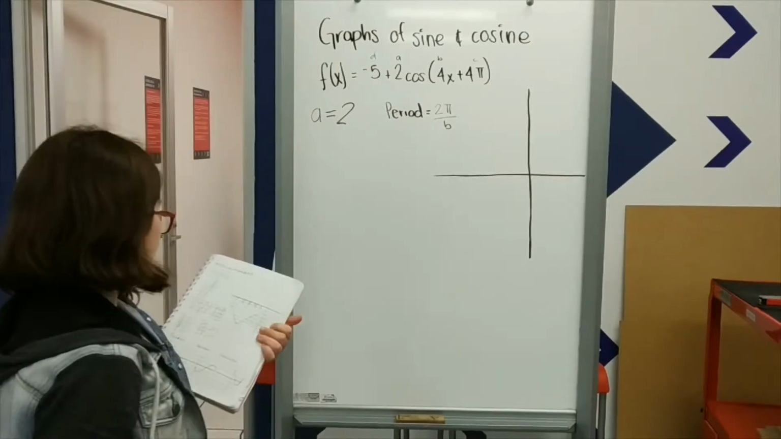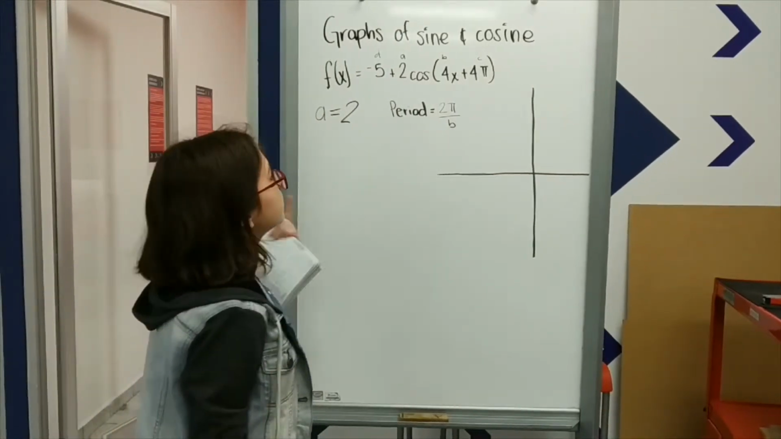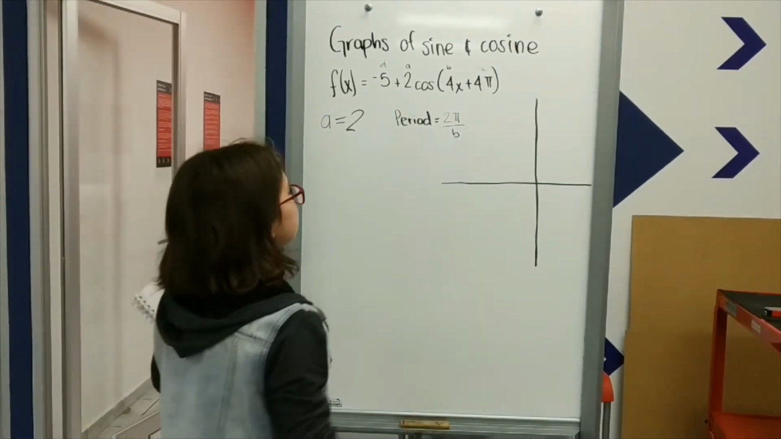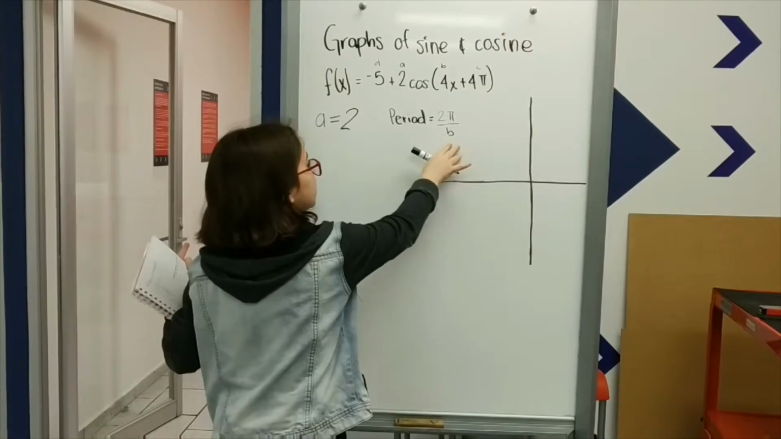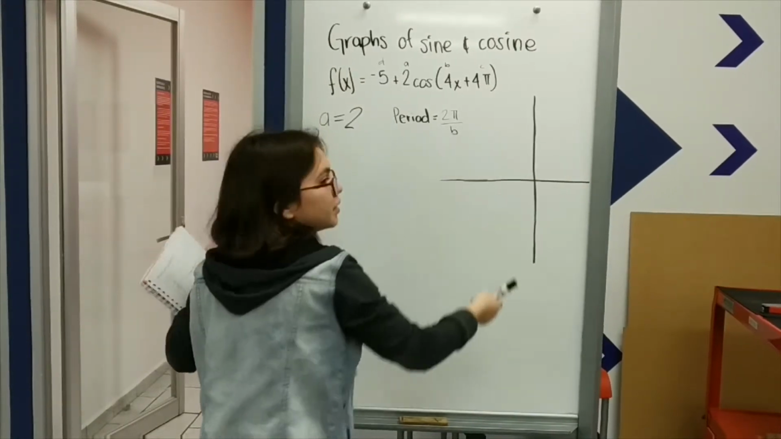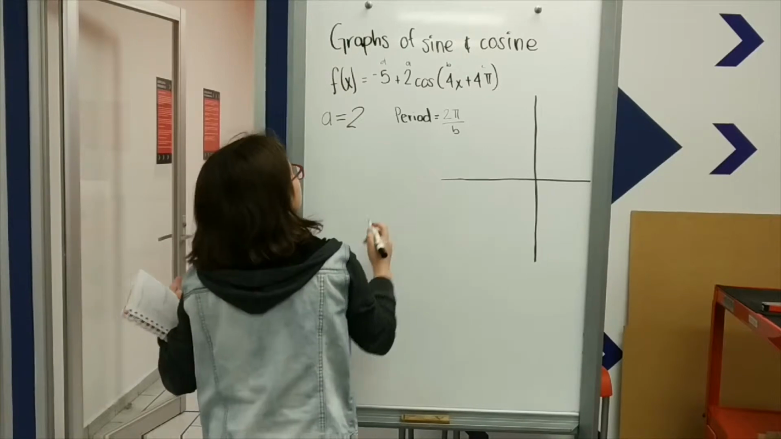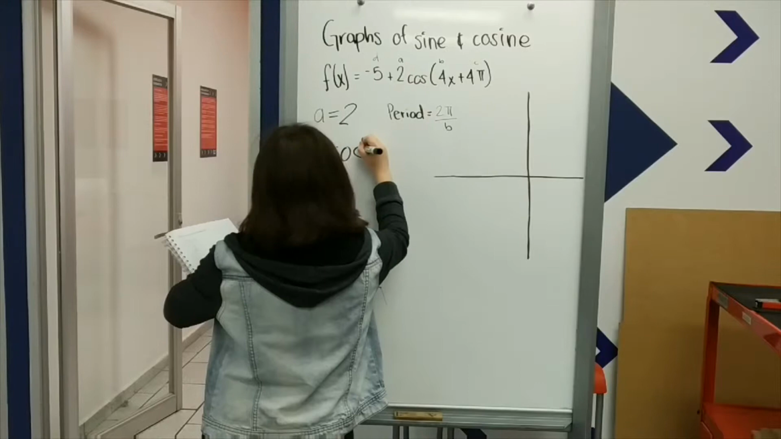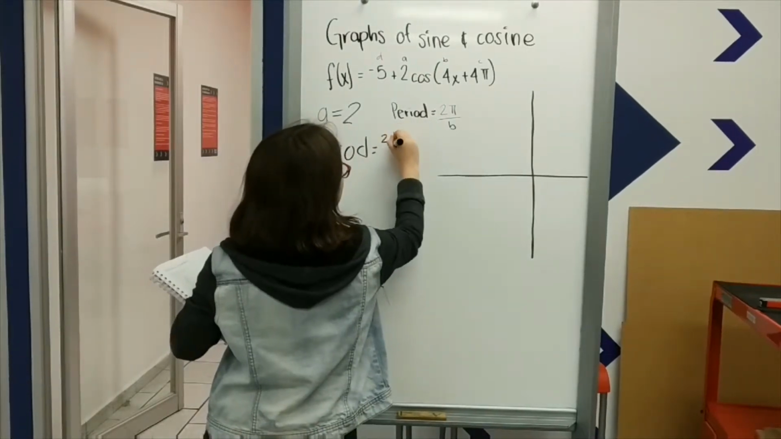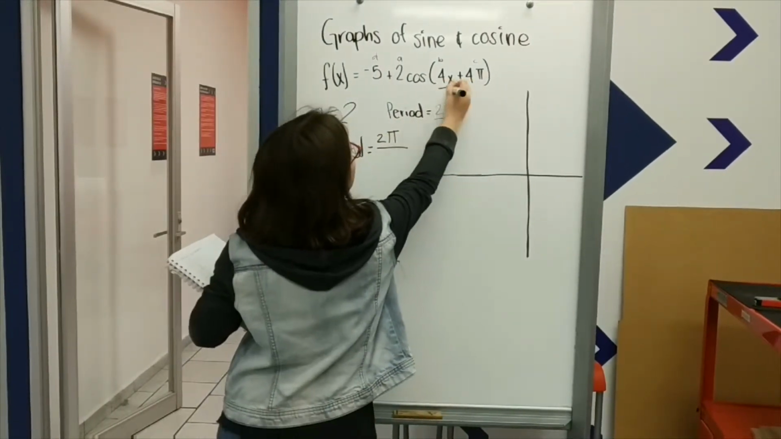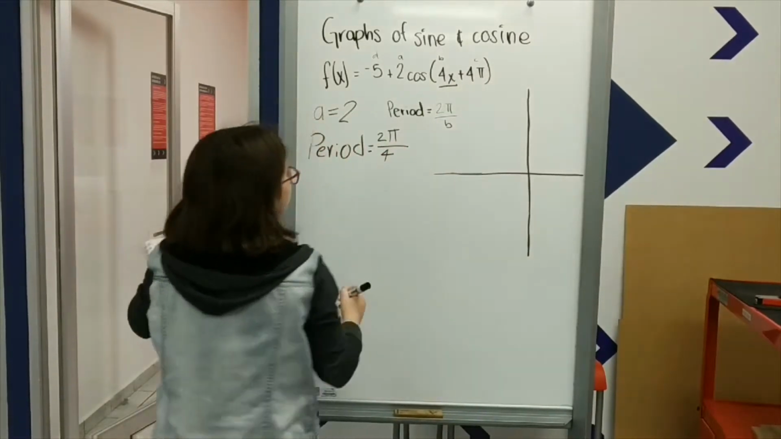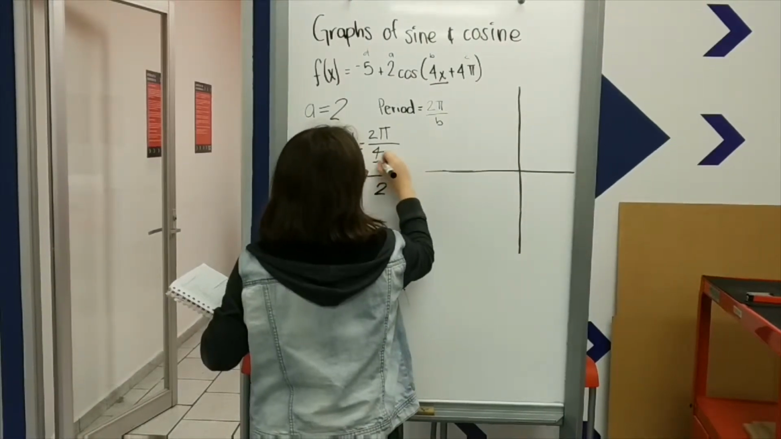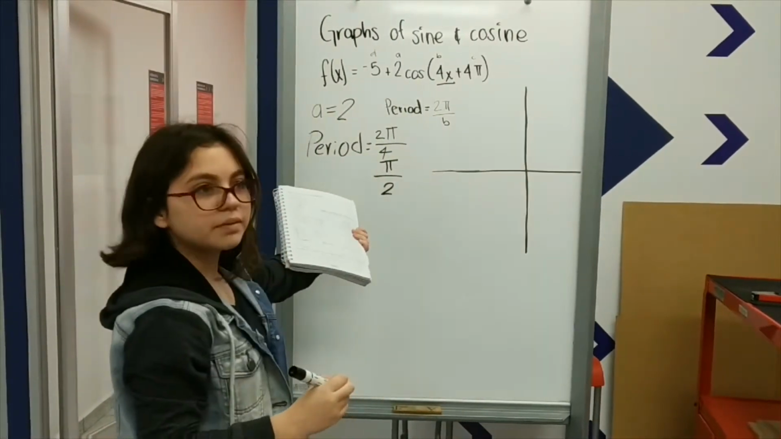Then we're gonna find the period. To find the period, we have to use the b, that is for x. And to find the period, we need to divide 2π. So we're gonna put period equals 2π divided by our b, that is 4. Then that equals 2π divided by 4, which is π over 2.